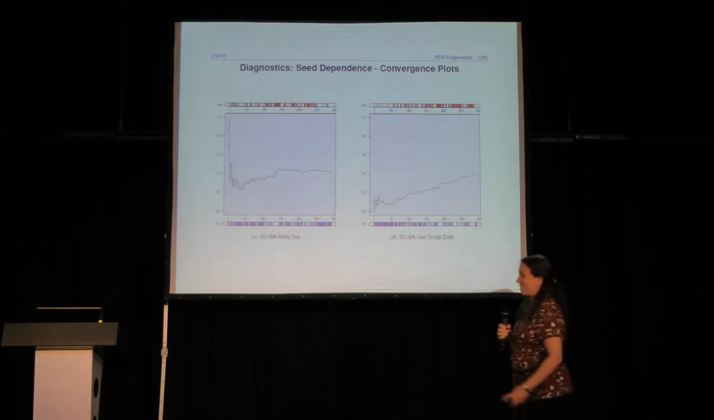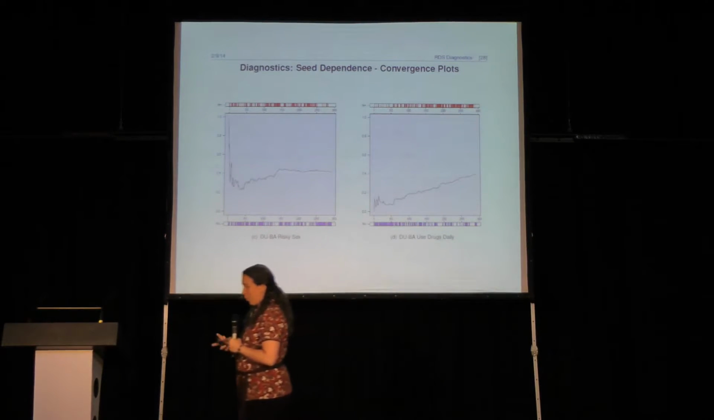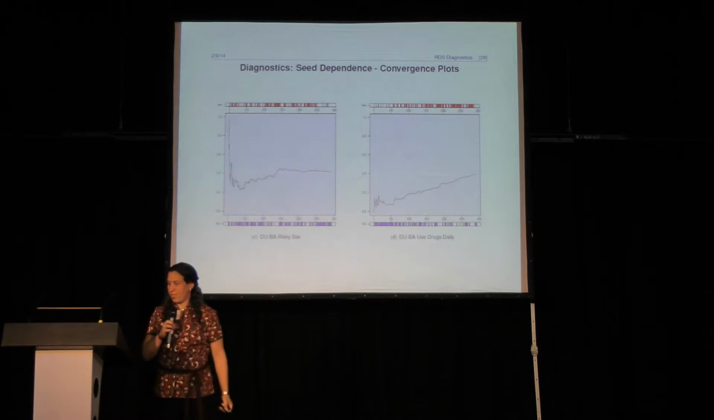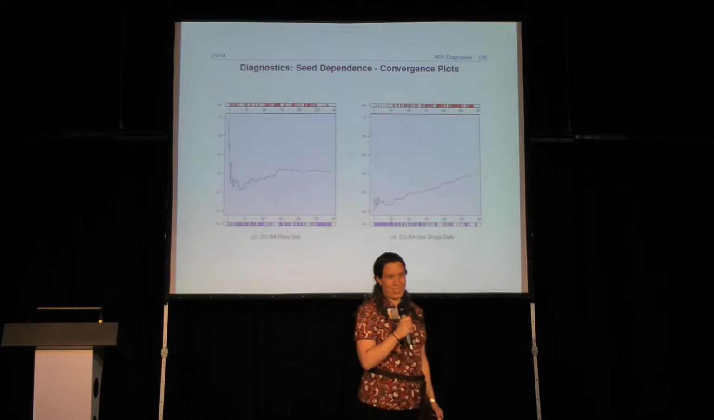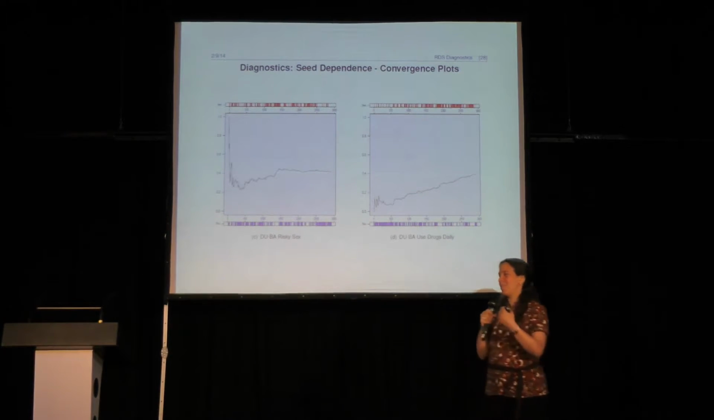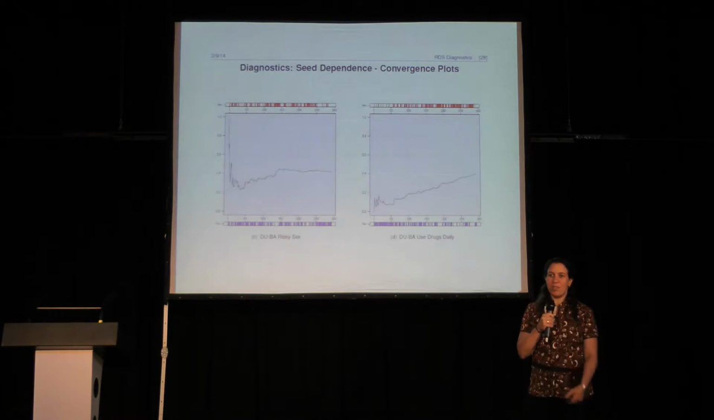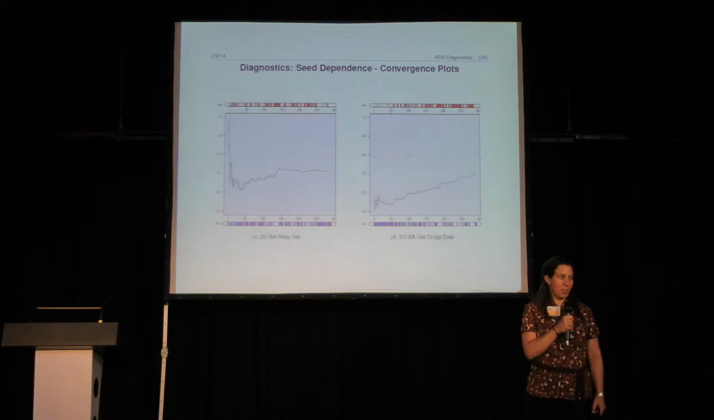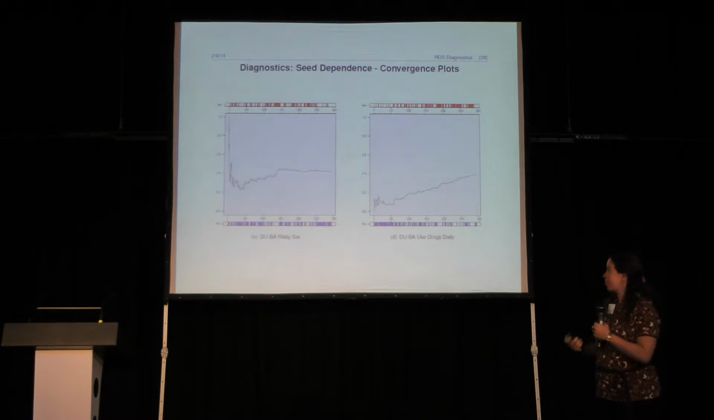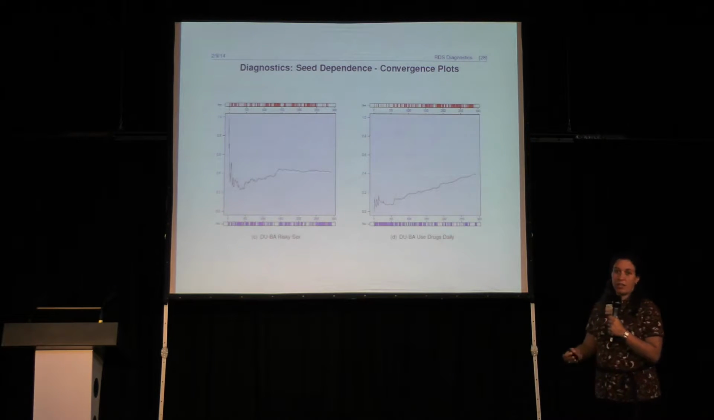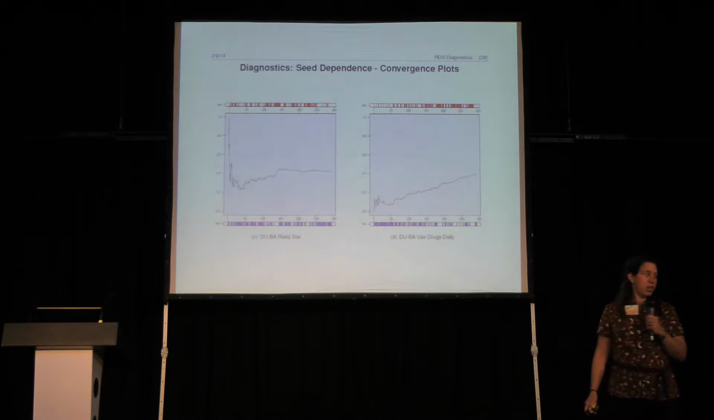Now, one of the very interesting things to think about in this particular example is that both of these plots are for the same population. They're just for different behaviors. So that says that this sort of seed dependence and convergence may be different for different characteristics within the same population, but we think that these plots are really interesting to look at, to assess your level of confidence in the estimates you get.